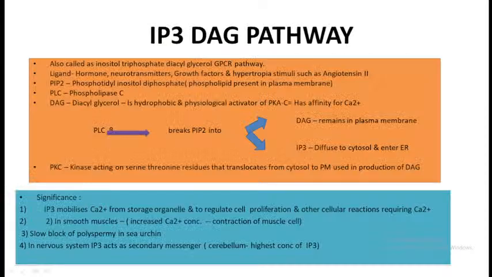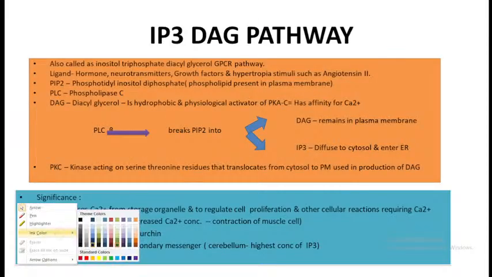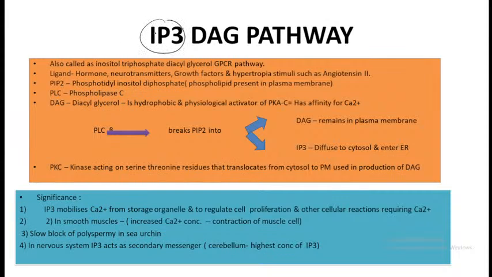Now let's understand over here. It is this particular pathway, the IP3-DAG pathway. It is also called inositol triphosphate. I stands for inositol, P stands for phosphate. Because there are 3, it is IP3. So we call it inositol triphosphate DAG. DAG stands for diacyl glycerol GPCR pathway.